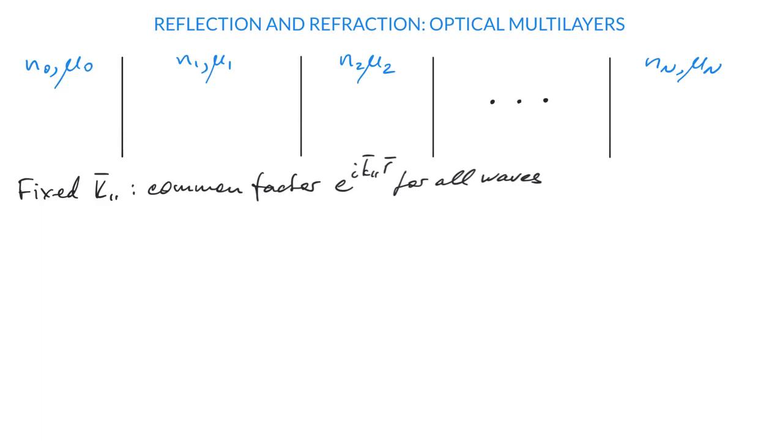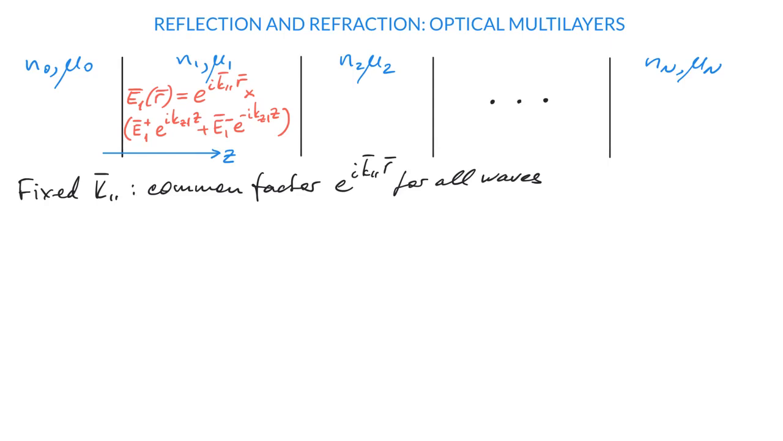Thus, in each region, we introduce two plane waves with the same values of k parallel, but values of kz that differ in sign. By convention, we'll assume that the real part of kz is positive, or if it's purely imaginary, then its imaginary part is positive, so the wave corresponds to the evanescent wave decaying to the right.